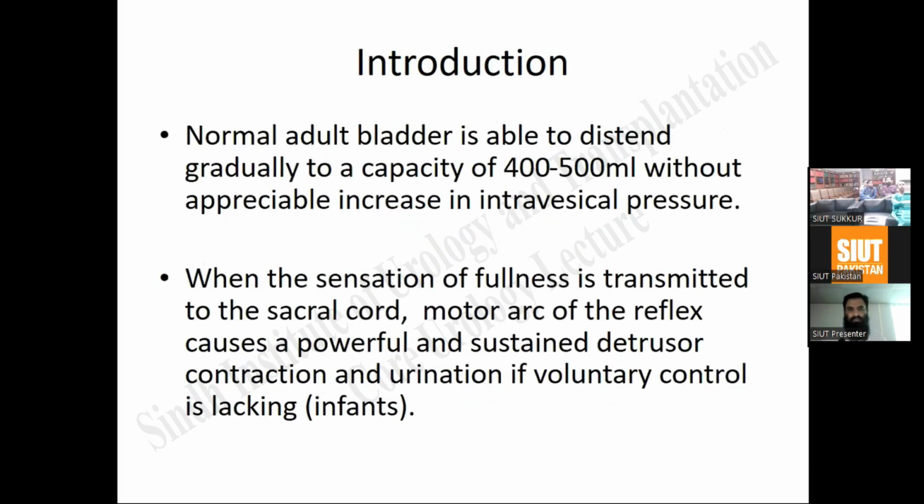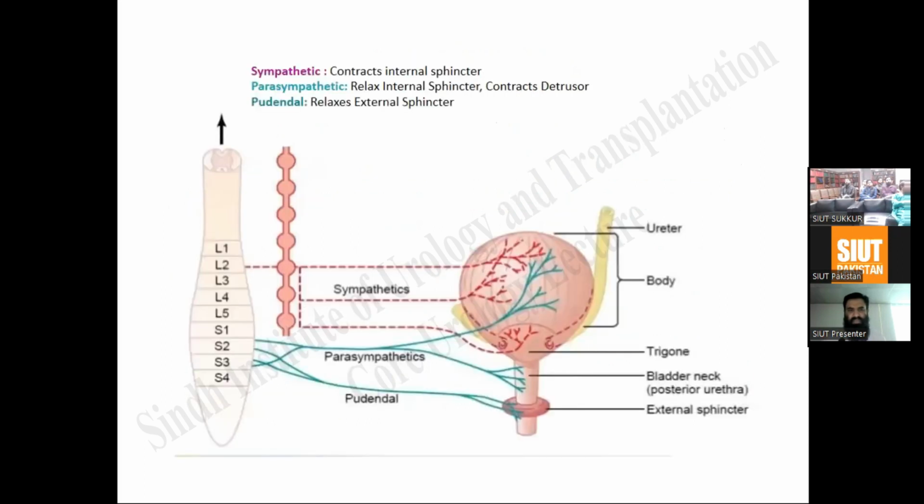The normal adult bladder is able to distend gradually to a capacity of 400 to 500 without appreciable increase in intravesical pressure. When the sensation of fullness is transmitted to the sacral micturition center of the cortex, it causes reflexes, powerful and sustained detrusor contraction and urination, if voluntary control is lacking, like in infants.